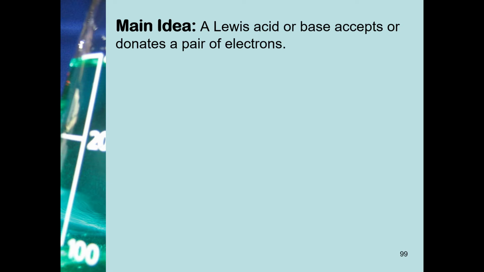Okay, now it's time to introduce a third theory of acids and bases. Each time the theory or definition changed was because they found some substances that behaved like acids and bases but didn't fit the original definitions. So each time we had to kind of broaden the definition. And the Lewis definition of acids and bases deals with electron pairs, not protons or hydrogens. So it deals with electron pairs.